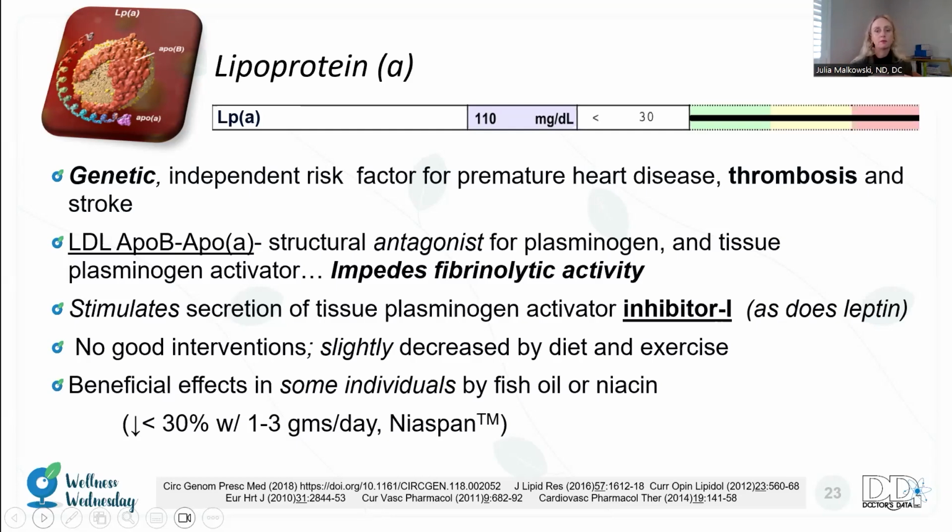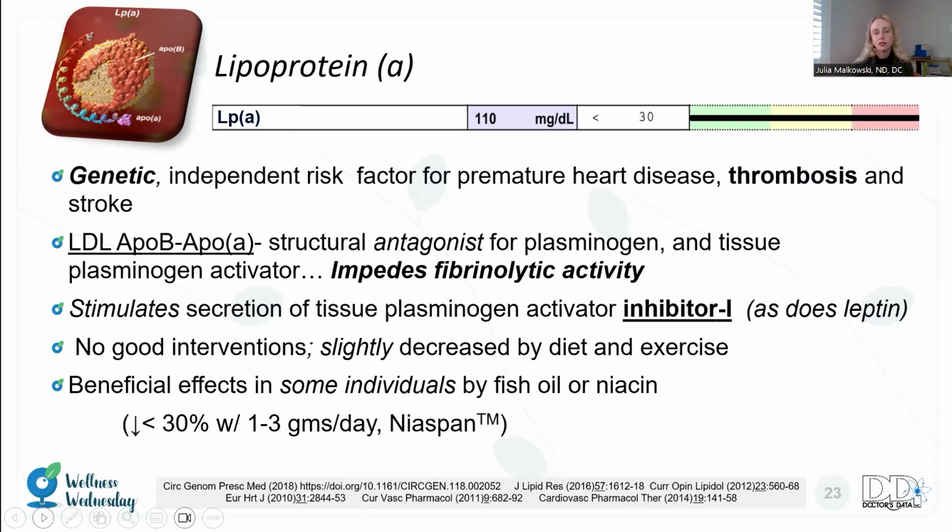Lipoprotein A essentially impedes that fibrinolytic activity, so the clots cannot be broken down. So there is a greater number of clots in systemic circulation. Therefore, you have increased risk of thrombosis and stroke. And this is a genetic factor. When you measure this marker, you won't really see it significantly change over an individual's lifetime. Statistically, there are no good interventions.